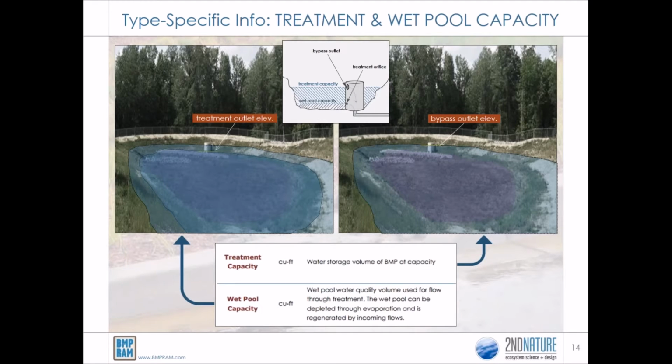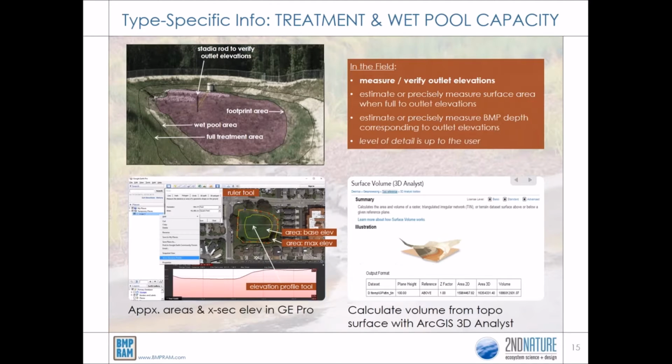Treatment capacity and wet pool capacity are three-dimensional measures of volume associated with the BMP. These volumes are determined by the relative elevations of the treatment orifice, if present, and the bypass outlet. These elevations should be specified in any design plans, but should certainly be verified in the field with a Stadia rod, as sedimentation and vegetative aggradation can dramatically change these values.